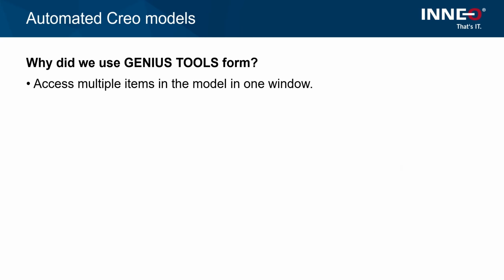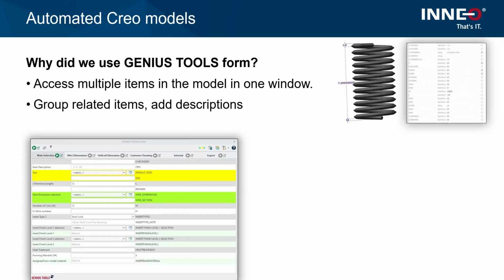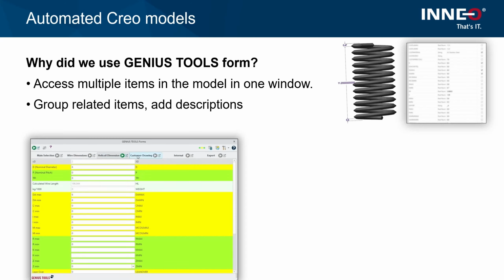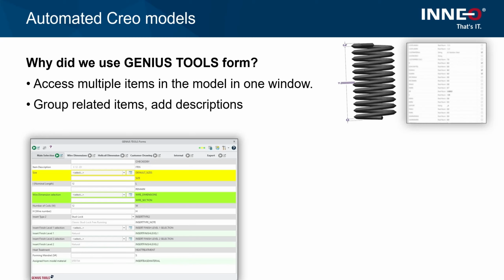Why did we use the form for this project? Because it allowed us to access multiple items in a single window. So we had that list of parameters, 179 parameters, so it's not the easiest thing to do in the normal parameter window if you have that many parameters. And we could also group related items together. That makes it easier to work with the data. So they have the main selection, the different wire sizes, the helicoil dimension, information that goes on the customer drawing, some internal parameters that will only be used inside the company, that nobody else can access, or just inside the department, and then also the export options, available options for exporting to the 3 different step files.